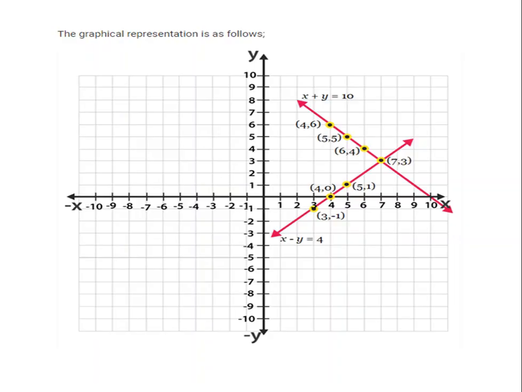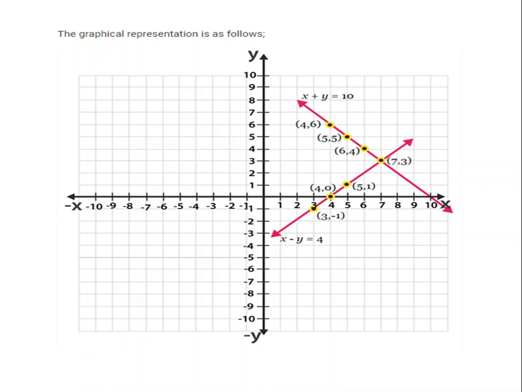You can see the graphical representation is as follows. This is x plus y equal to 10 and this is x minus y equal to 4. Where is the intersecting point? The intersecting point is 7, 3. The x value is 7, the y value is 3. So the solution of the equations is 7, 3. Clear? So this is today's session.